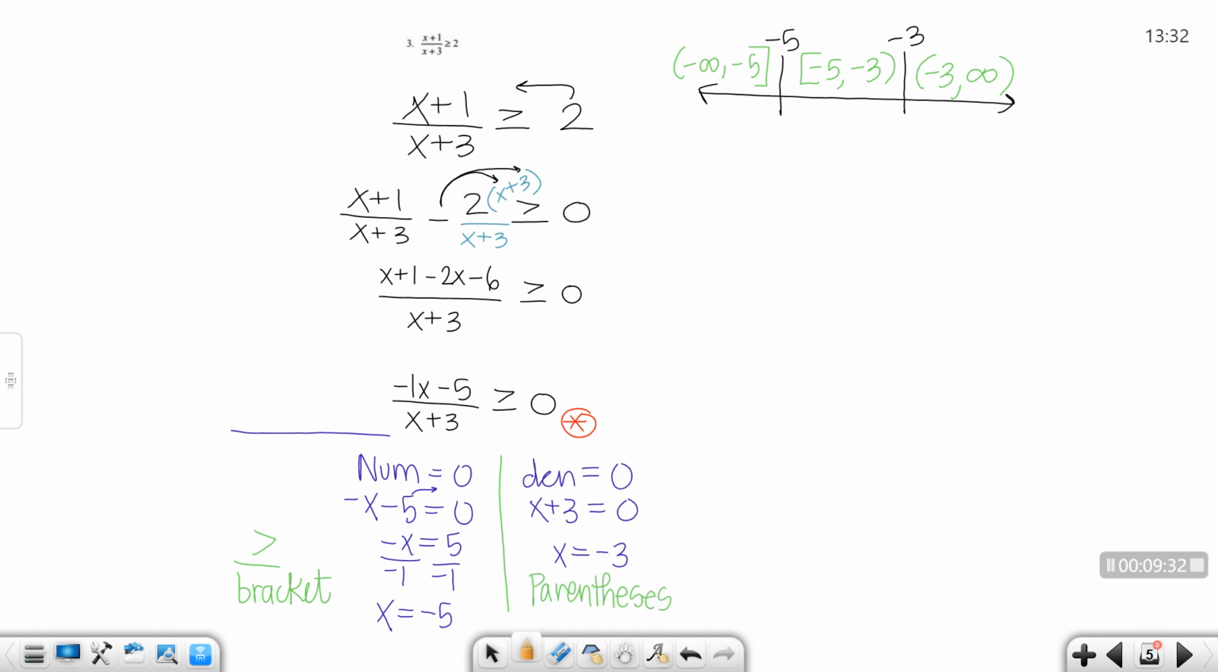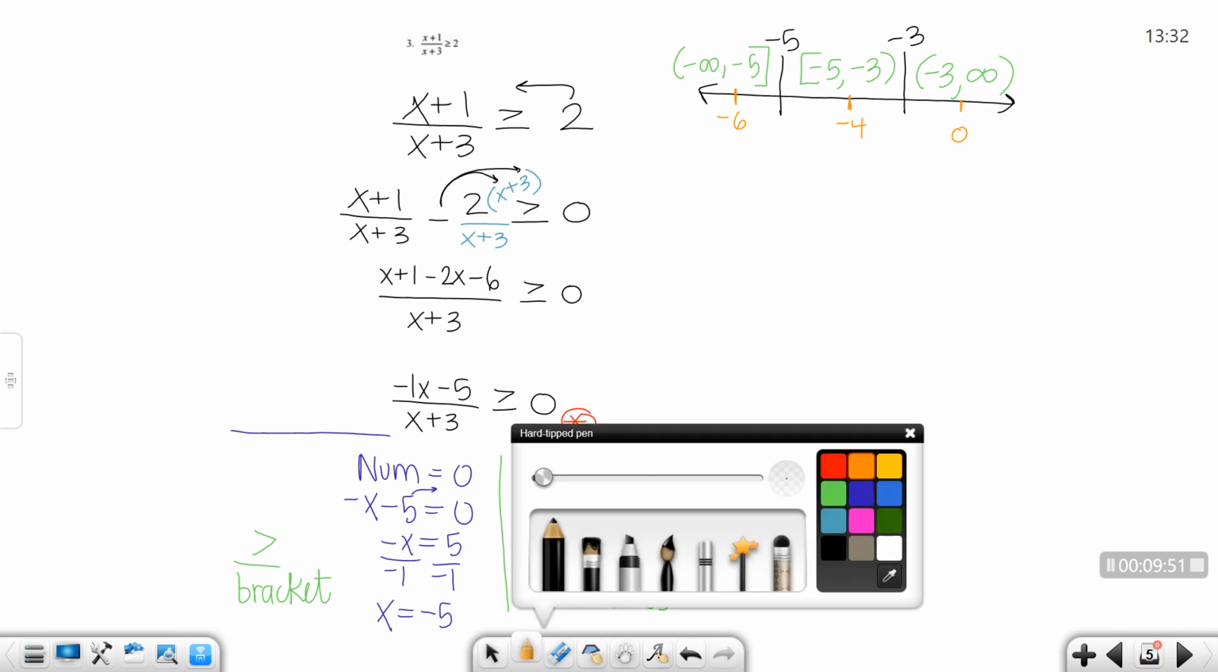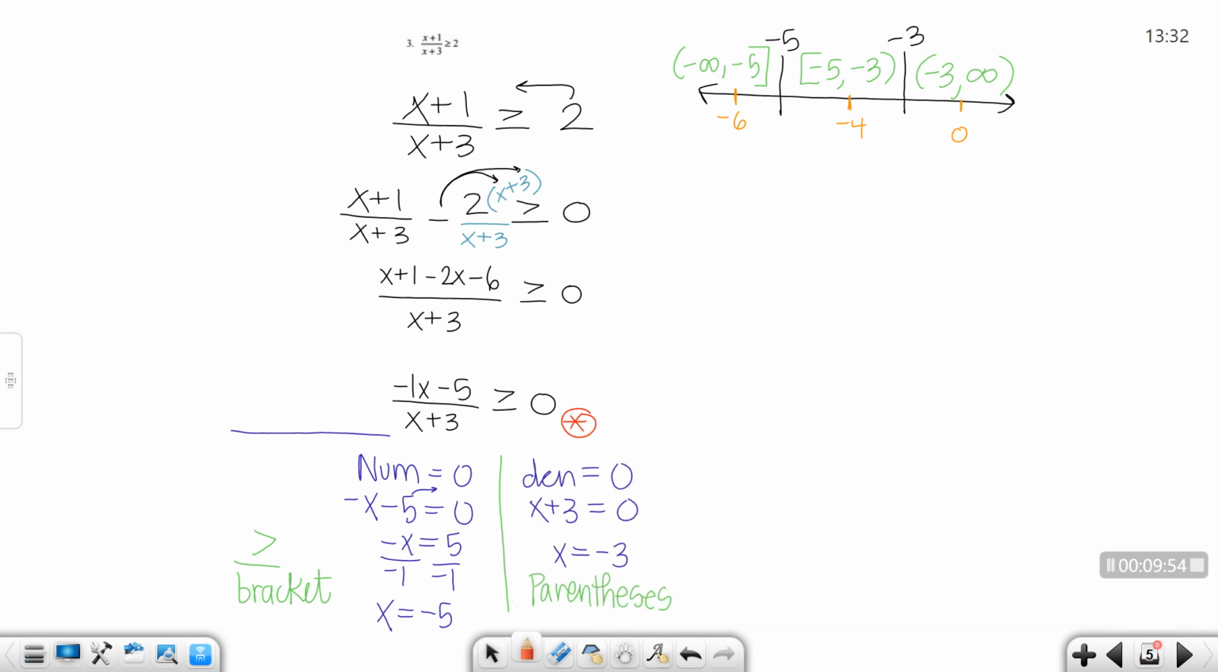Next, we'll choose test points. So a number out here we could choose would be -6. A number in here we could choose would be -4. And a number out here we could choose would be 0. Or any positive number, 1, 2, 3, 8, any of those would be good. So we're going to plug these 3 numbers right here into the end of step 1, which says -x minus 5 over x plus 3. We're looking to see if that's greater than or equal to 0.